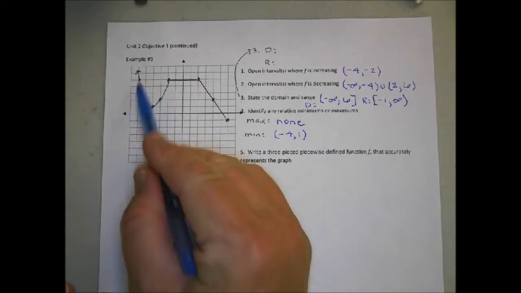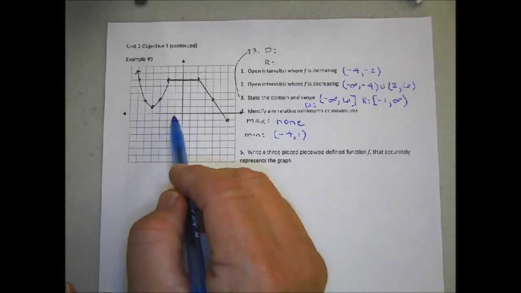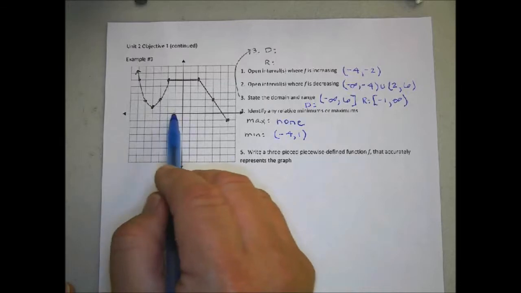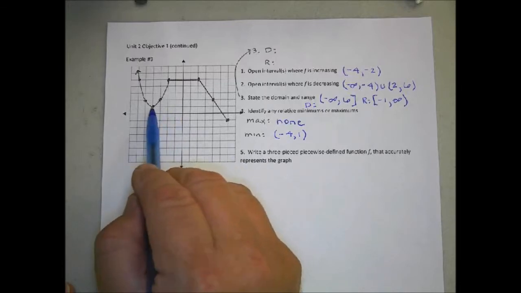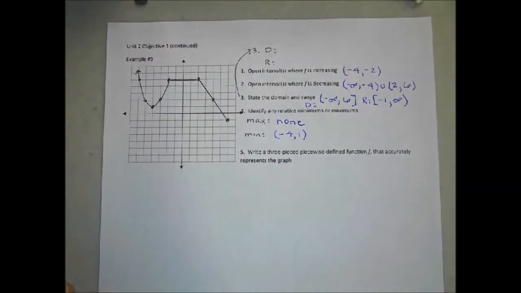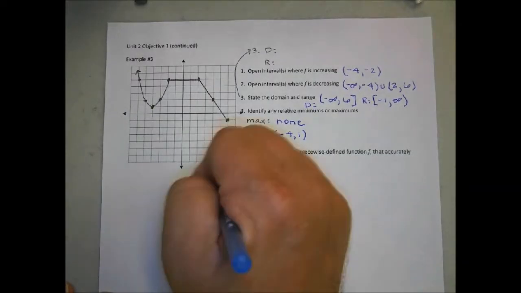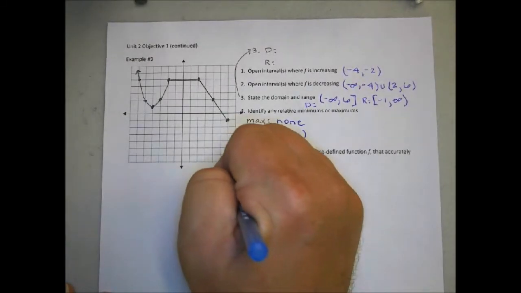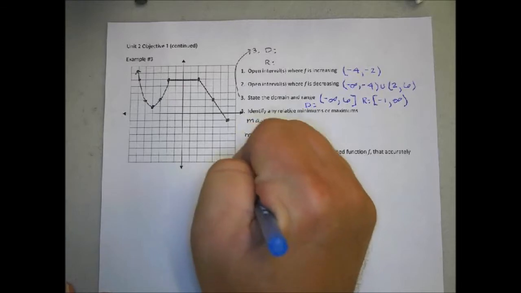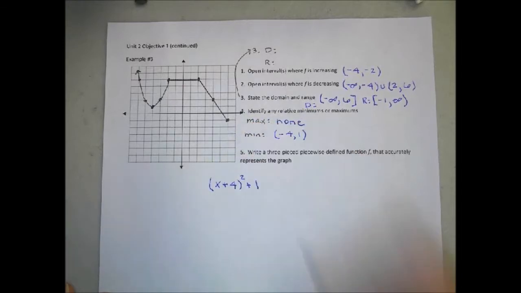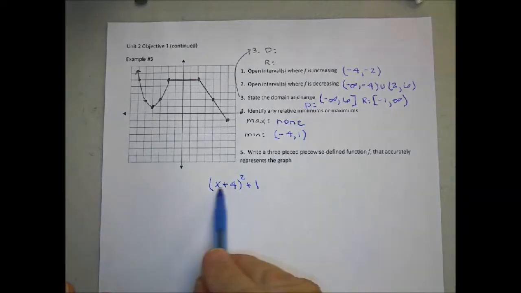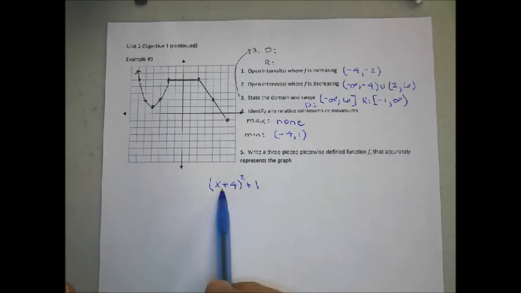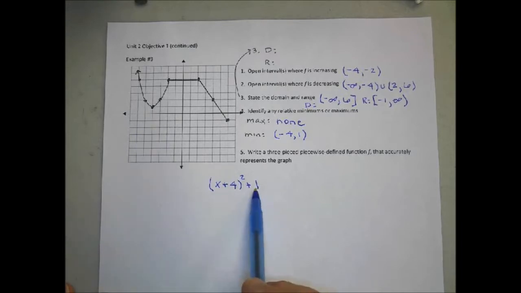Let's take the quadratic part first, the parabola. The most important point on a parabola is its vertex, right there, which is at -4, +1. Well, in order to have a vertex at -4, +1, the equation has to be very specific. It has to be x plus 4 squared plus 1. Remember, opposite, same. So in order for the vertex to be -4, +1, the equation has to look like this.